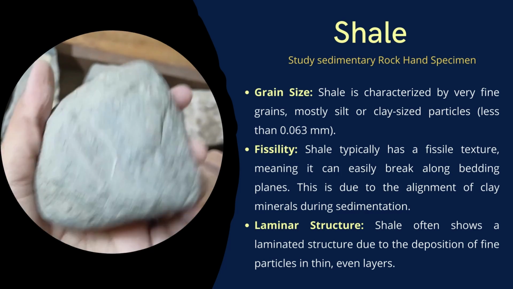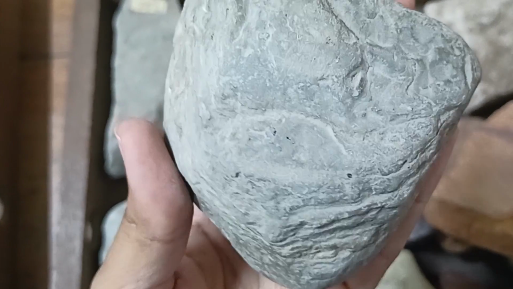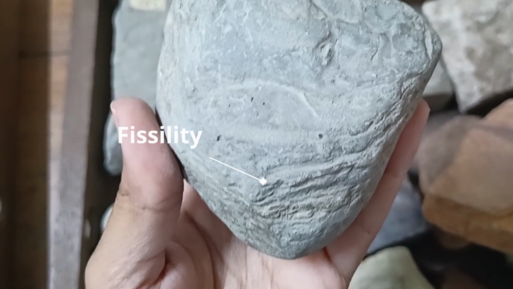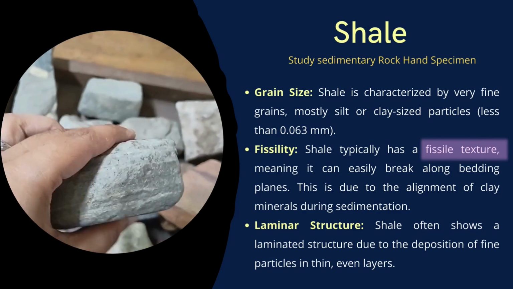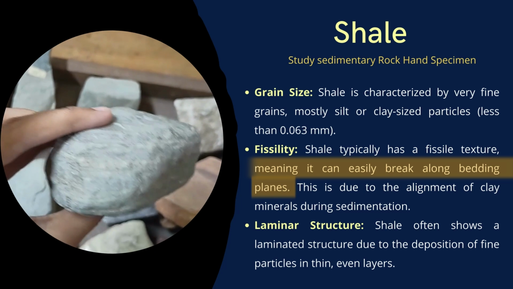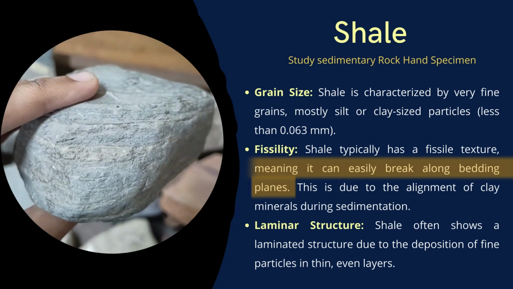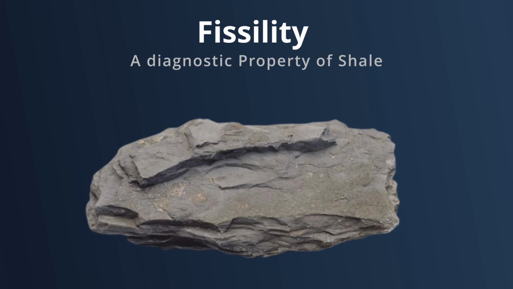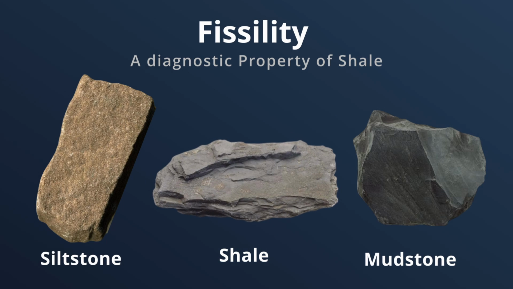There are some key features that help us to identify shale in hand specimen, like its fissility. Shale has a characteristic fissile texture, meaning it breaks into thin flat layers or sheets along bedding planes, which helps us to differentiate shale from other fine-grained rocks like siltstone or mudstone, which do not split as easily.